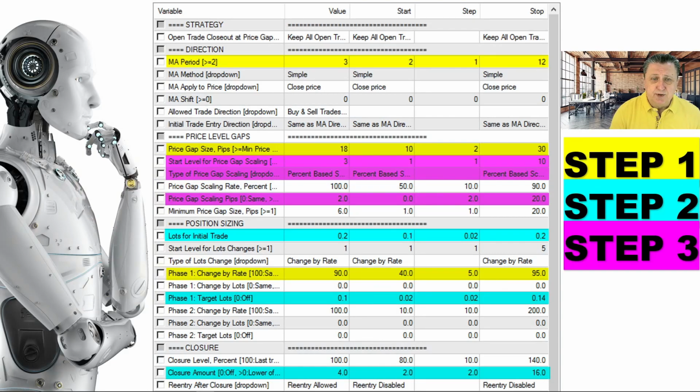Now, the different steps that we show also in the video you just saw here, we show step 1 and 2, and step 1 is the yellow one, where we basically go in and test the MA period. We go in and test the price gap size, together also with the change by rate and the phase 1 as it's called here. So those are the 3 in step 1 that we have done and has been covered in the video you saw before. Step 2 is the next one, where we normally go in and lot for initial trade. We set that up and we test that together with the target lot and also the close amount. And that is normally the steps that we do, especially when we start off with a new currency that we haven't tried before.